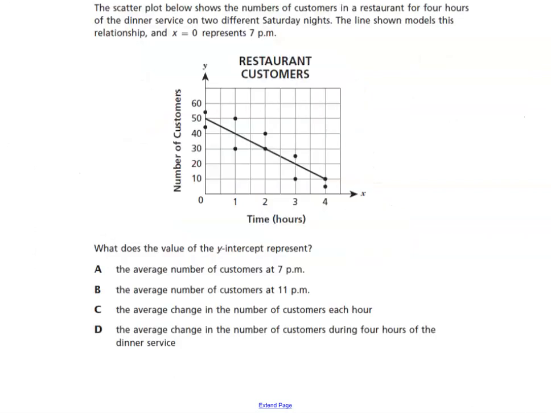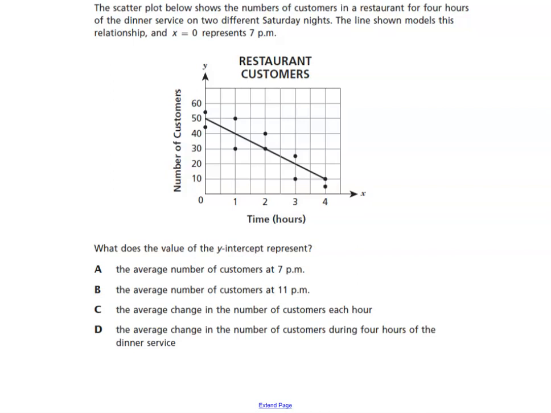Awesome. Here's an example of a test question where you are asked to apply some of your other prior knowledge into this new topic of scatterplots. So this says the scatter plot below shows the numbers of customers in a restaurant for 4 hours of the dinner service on 2 different Saturday nights. The line shown models this relationship, and when x equals 0, that represents 7 p.m. So the question is, what does the value of the Y-intercept represent?